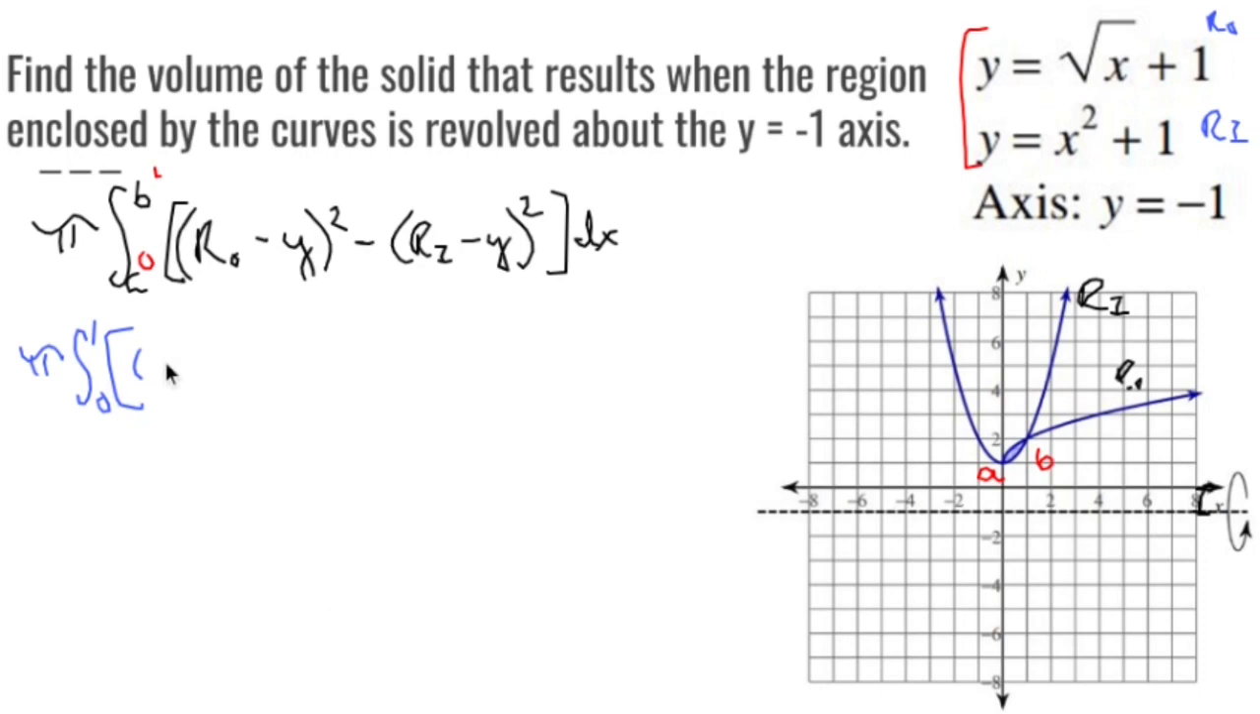is root x. So I'll write that as x to the 1/2. Makes sense to me. Plus 1, minus -1, so plus 1 again, squared, minus r sub i, which is going to be x squared plus 1 minus y, which is negative 1, so plus 1 again, squared, bracket it, dx it.